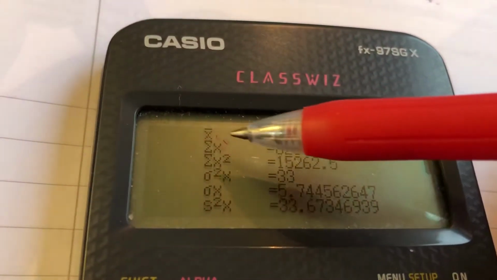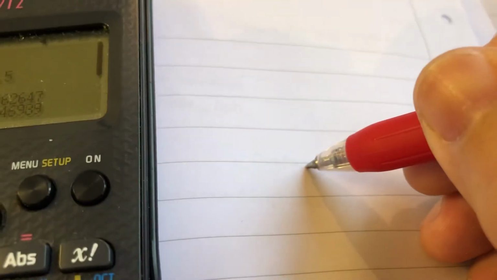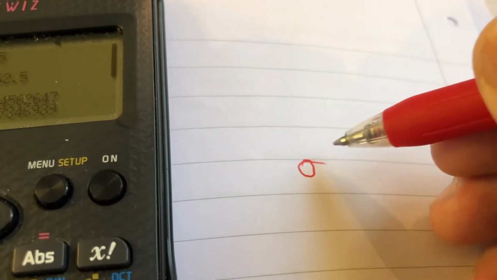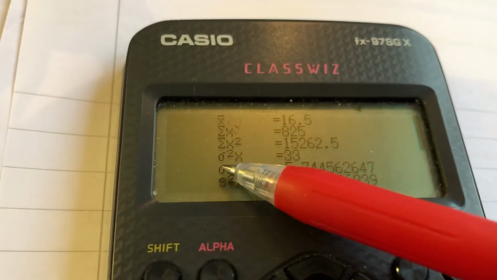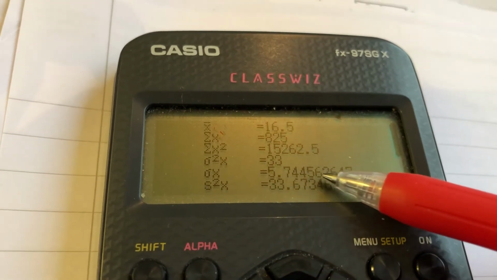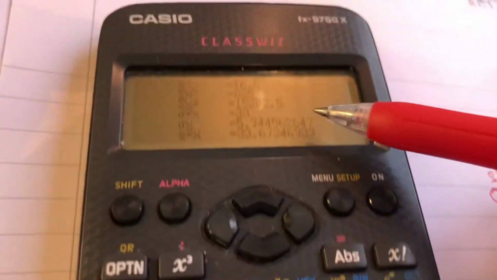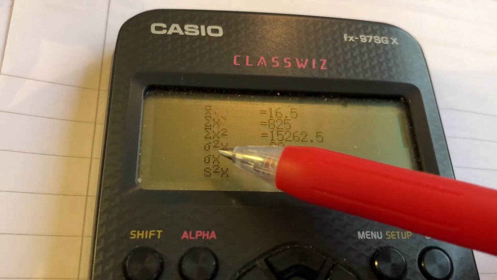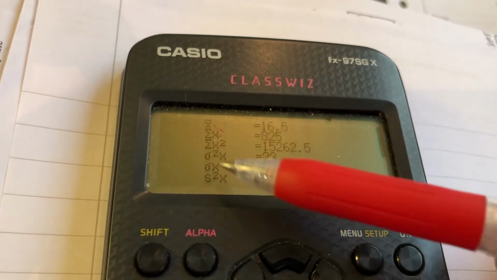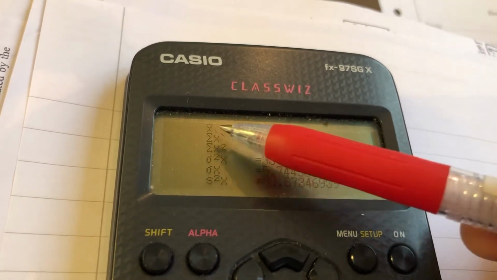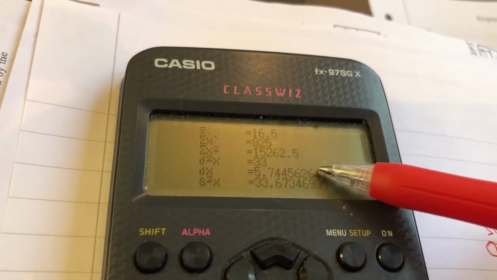Standard deviation is represented by this symbol, sigma. It goes like that, to the left, and then you put one circle. So this is called sigma. It's represented by sigma x. So you see 5.744, and when you round off, it is 5.74. So this is a very good tool to help you. If you need any other things like summation x squared, summation x, they are all here. But the two most important ones that you need are the first one, which is the mean, and the second last one, which is the standard deviation.